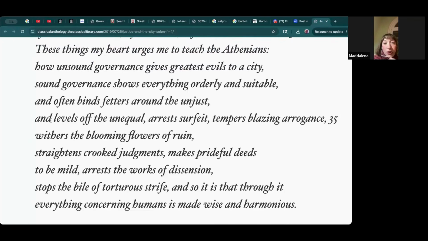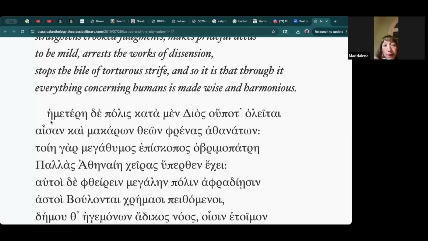Sound governance shows everything orderly and suitable, and often binds fetters around the unjust, and levels off the unequal, arrests surfeit, tempers blazing arrogance, withers the blooming flowers of ruin, straightens crooked judgments, makes prideful deeds to be mild, arrests the works of dissension, stops the bile of torturous strife, and so it is that through it everything concerning humans is made wise and harmonious.